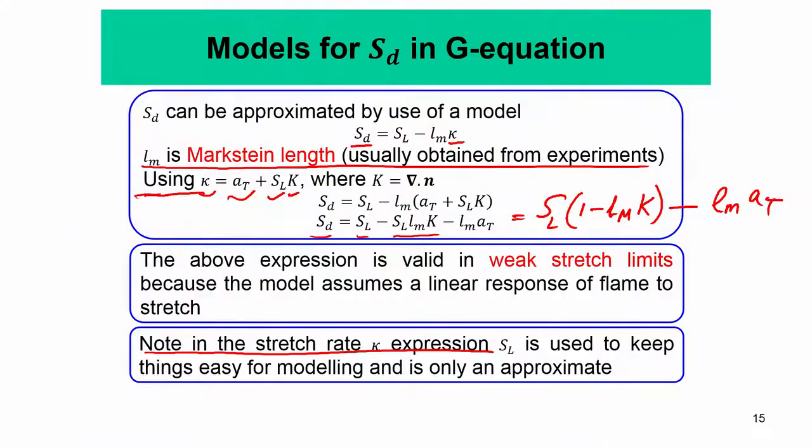Okay. So, the above expression is valid for weak stretch limits, because the model assumes a linear response of the flame to stretch, and we note that the stretch rate expression, that is this kappa in SL, is used to keep things easy for modeling, and it is only an approximation. Okay. So, we have obtained the G equation, which needs two things: one is the flow velocity and one is the local displacement flame speed.